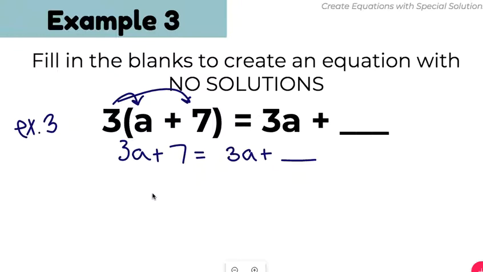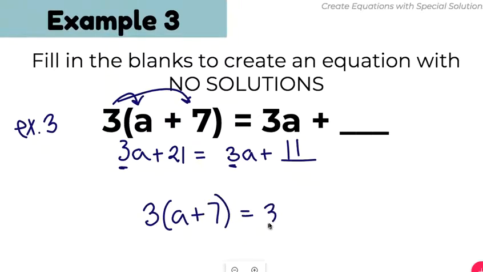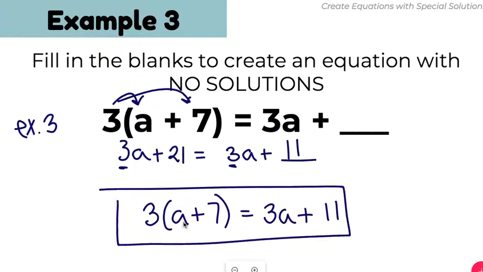Because with no solutions, we need the same constant, which is what we have, and we need, this is 21. And we need different coefficients. This coefficient is 21. I need something that's not 21. 11. You can pick any number that you want as long as it's not 21. And then when we rewrite our final answer, I get 3 times a plus 7 equals 3a plus 11. And that's it.